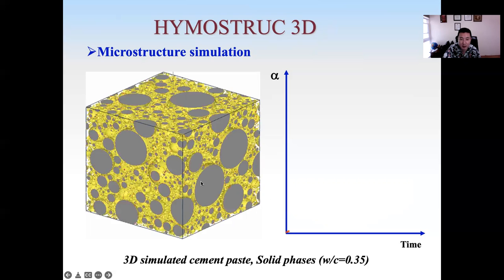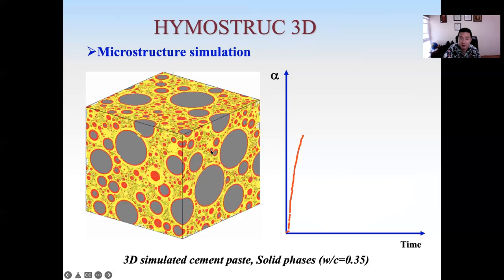The gray color is the unhydrated cement. The yellow is water. The red color is the hydration product. As you can see, over time you see more red color, the hydration product, precipitating on the surface of the cement clinker and also around areas. Alpha is the degree of hydration, so we have a higher and higher alpha.